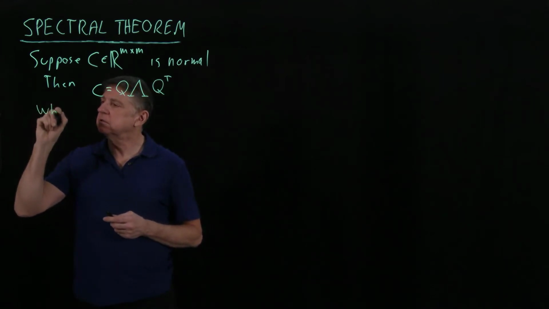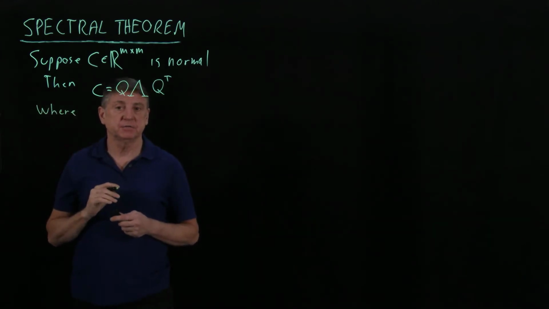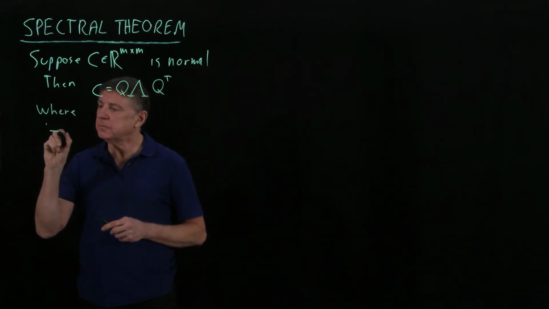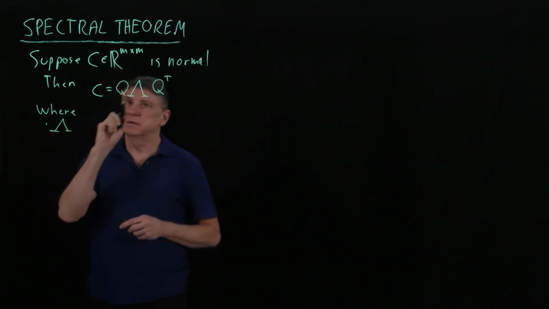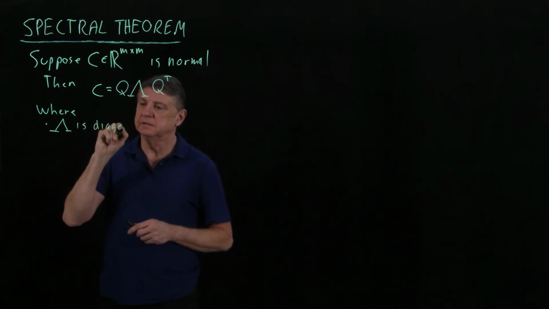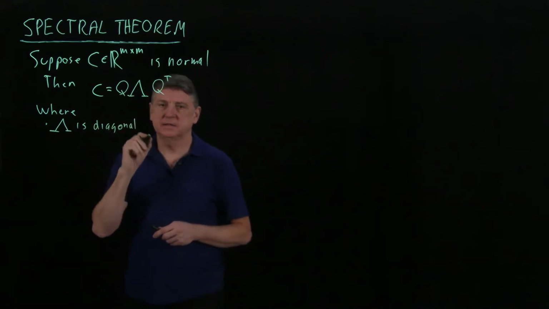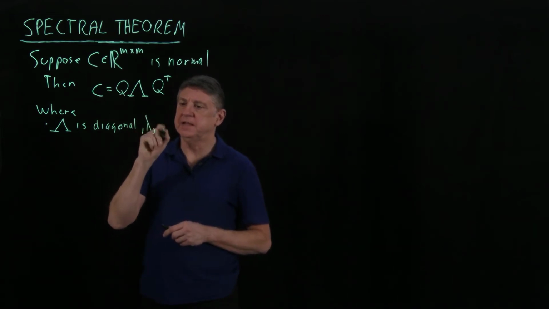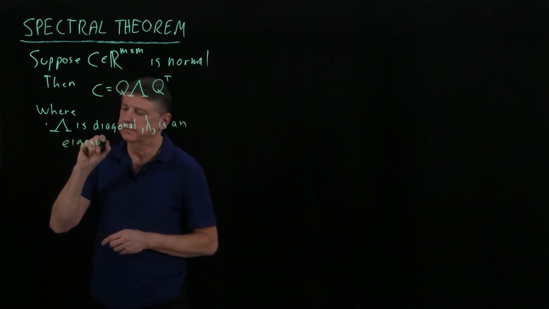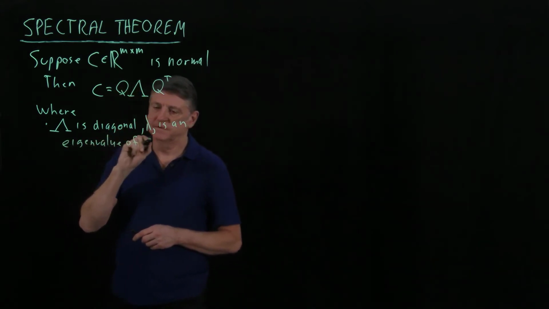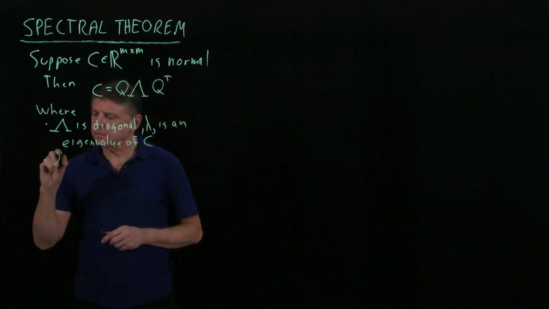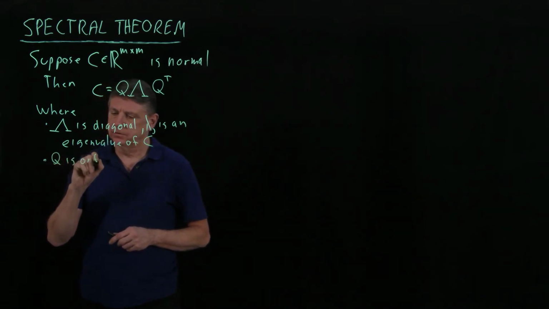And let's restate this diagonalization result where we're specific. Lambda is diagonal and lambda j is an eigenvalue of that original matrix C, and Q is orthogonal.